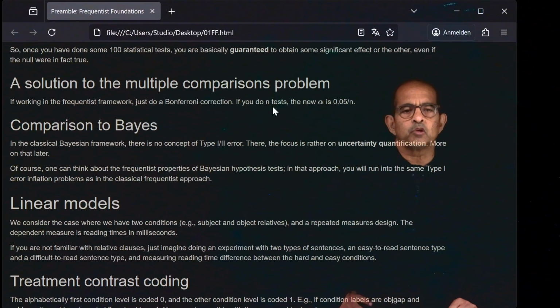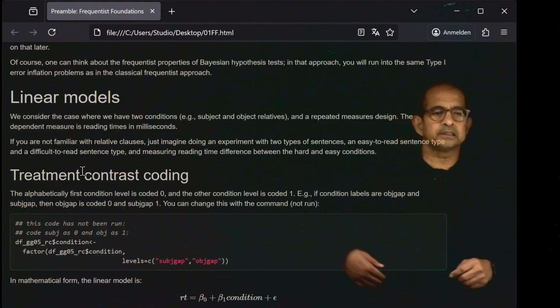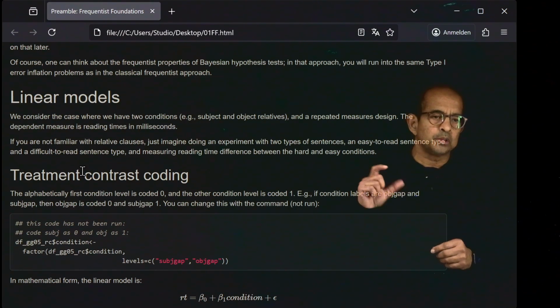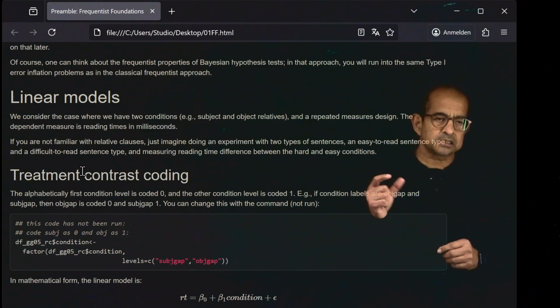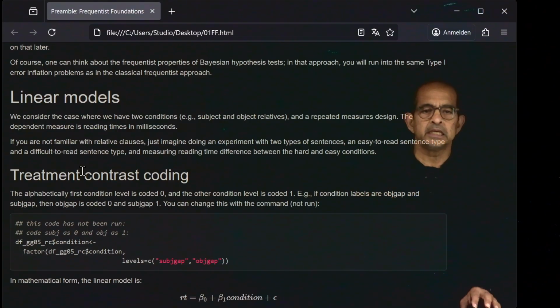The last topic that I want to cover in this introduction to frequentist methods is about linear models. So linear models take us beyond the simple one sample t-test or the paired t-test. And two important things to understand about the linear model are the following. The first is when you have categorical predictors, like in my running example here, remember that in this example I have two conditions and I want to know if there is evidence against the null hypothesis of no difference between the two conditions. The dependent measure is reading time in milliseconds.